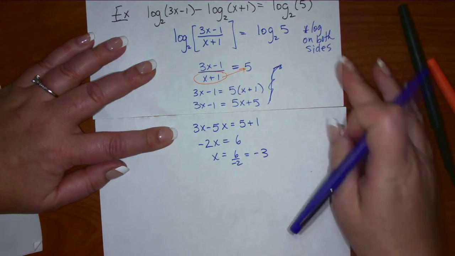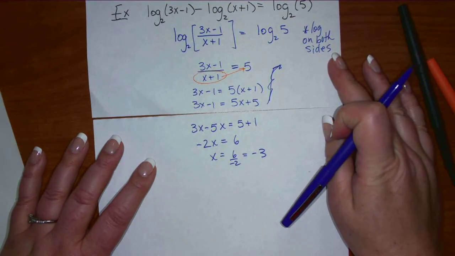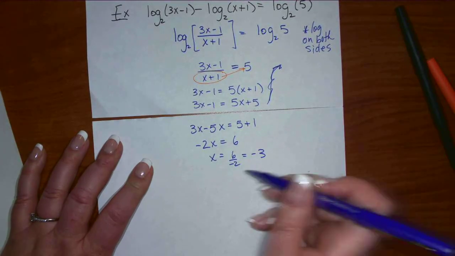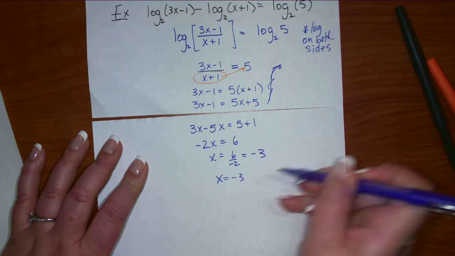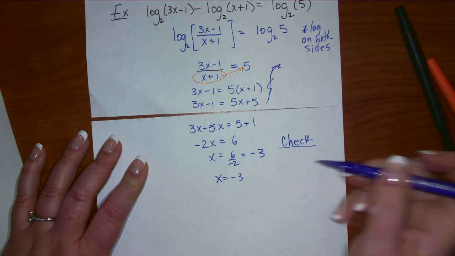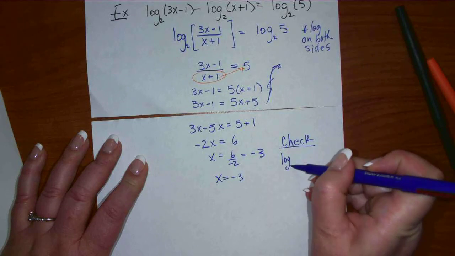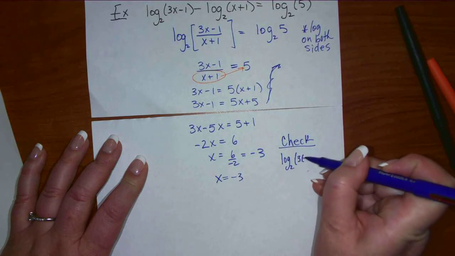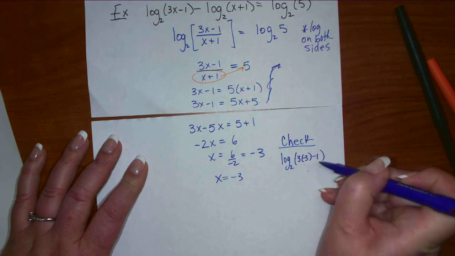So there's only one option for a solution. Probably not going to work, but let's check it. So the first log was 3 times minus 3 minus 1. Is that going to be negative?